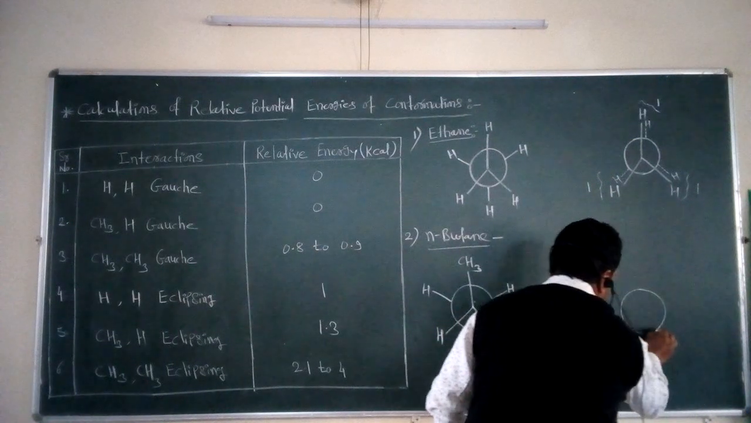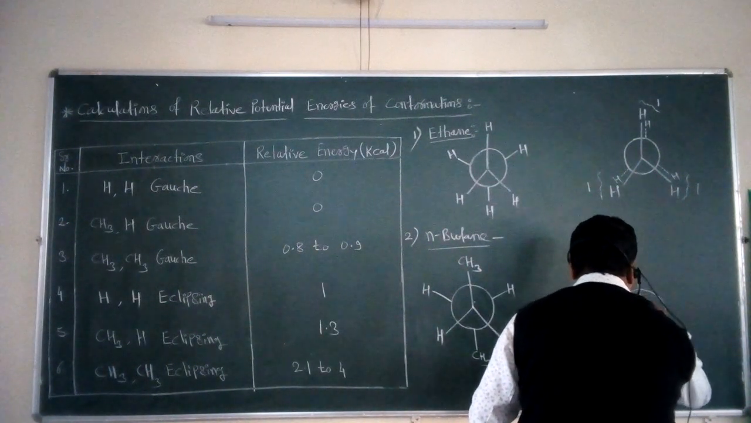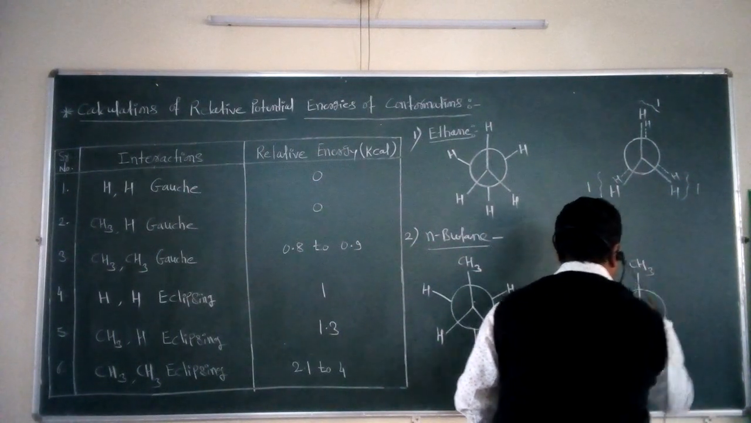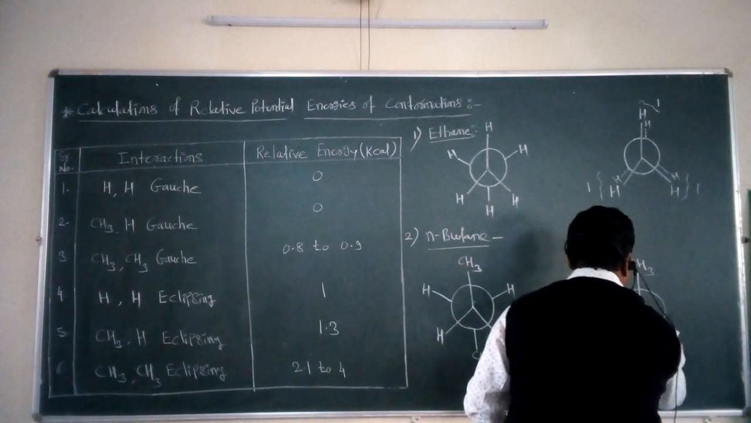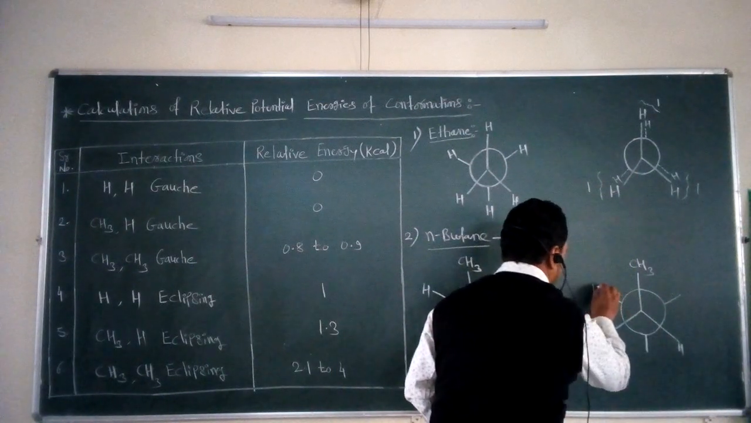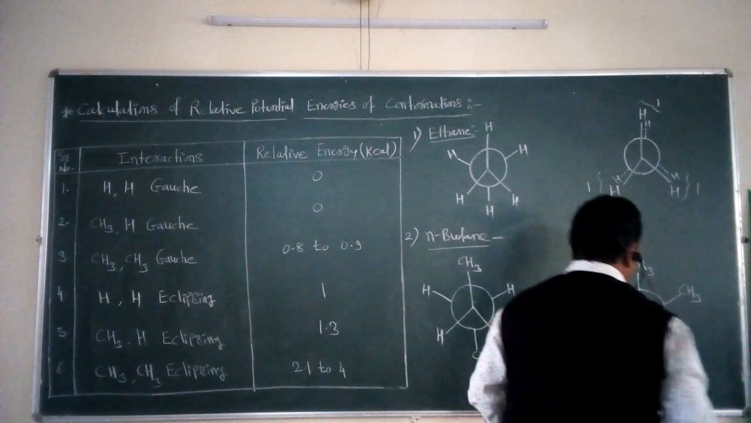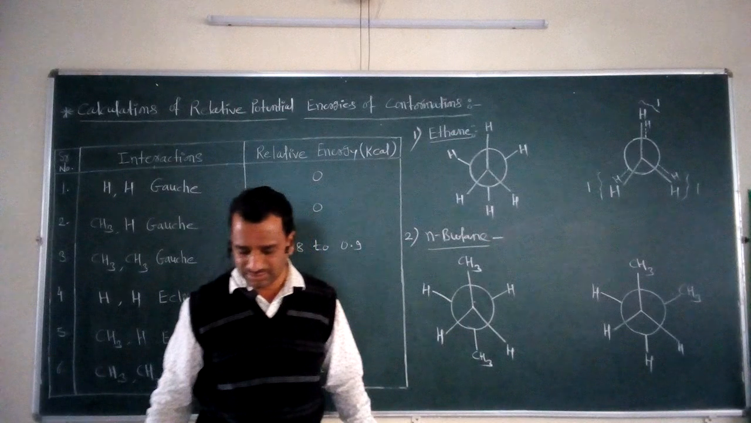We have to consider its second conformation, in which the front carbon remains as it is. We rotate the back carbon, or the rear carbon, and this second type of conformation is obtained. Now for this conformation, again we are interested in calculating its energy.